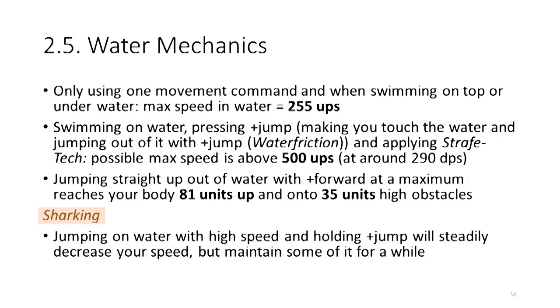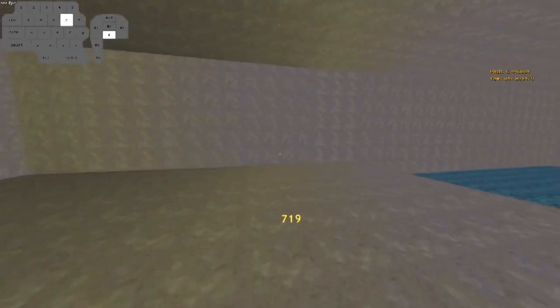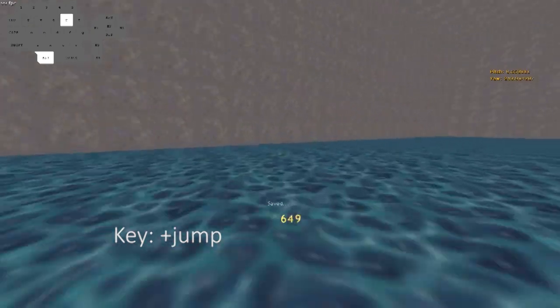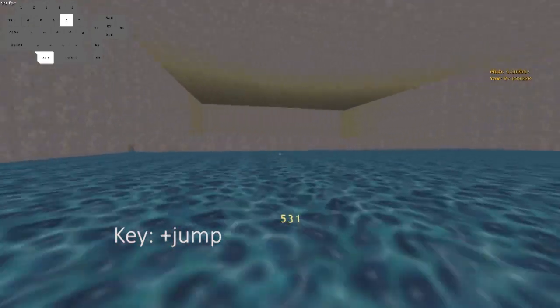Sharking refers to the fact that you only gradually lose speed that you have built up on the ground when jumping onto and holding plus jump on the water.